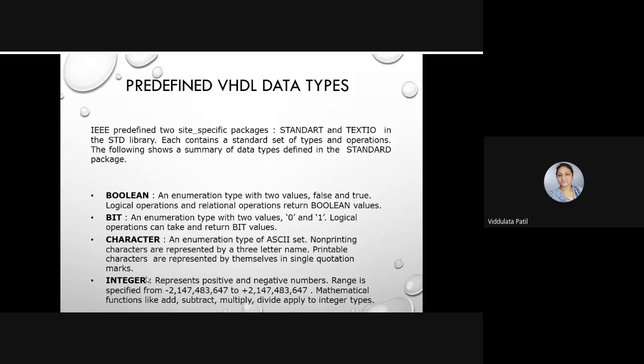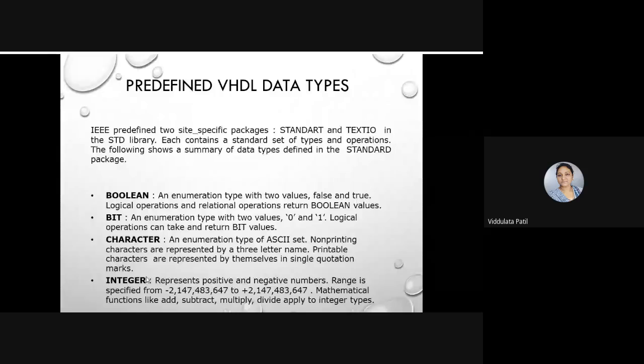Then predefined VHDL data types. Whatever package we are using, the IEEE libraries, has predefined type-specific packages. One is standard, and another one in the STD library. Each of these contains a standard set of types and operations. So here is a summary of the data types that are defined in the standard package.